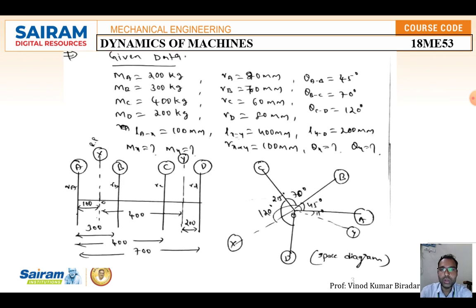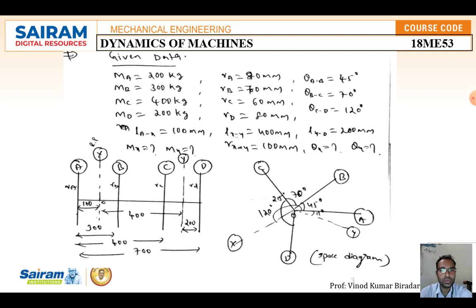Now, how to solve the balancing of rotating masses here: you need to have four data. The first one, you require the mass, and the radius of rotation you require, and the angle theta you also require. Apart from that, they may give the length also. So this is about the given data.